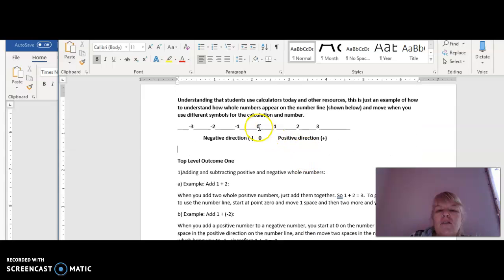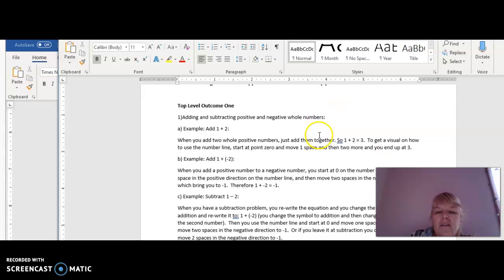So in other words, we'd start at 0, we'd get a 1. If we're subtracting, we want to change it to addition and switch to the opposite symbol. So we'd go 2 more to 3. This is the overview for top level outcome 1.